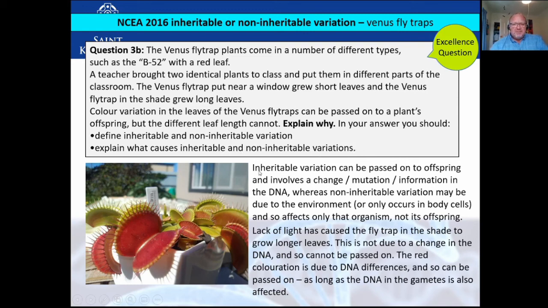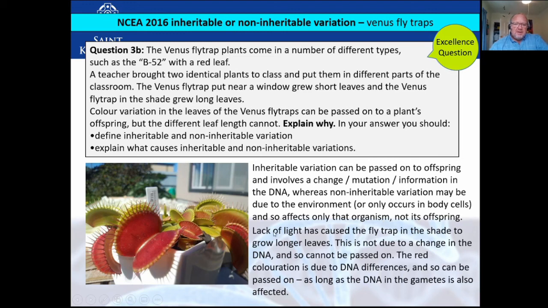So your answer is going to be: inheritable variation can be passed on to the offspring. It involves a change, a mutation in the information, the DNA, also the nucleotide sequence, please. Whereas non-inheritable variation may be due to the environment, and so only affects the body cells, the somatic cells, and only that organism, not its offspring.